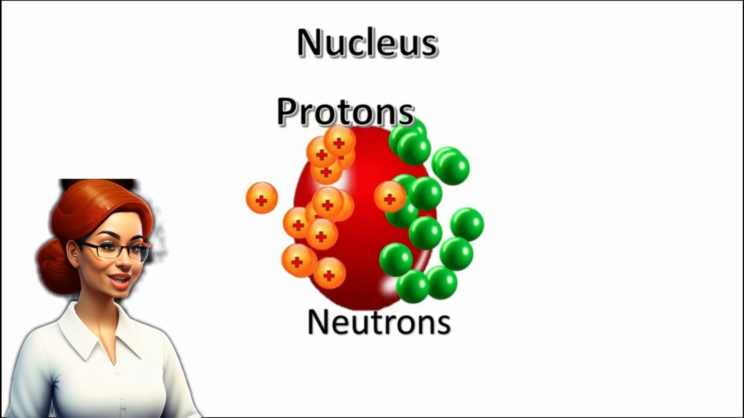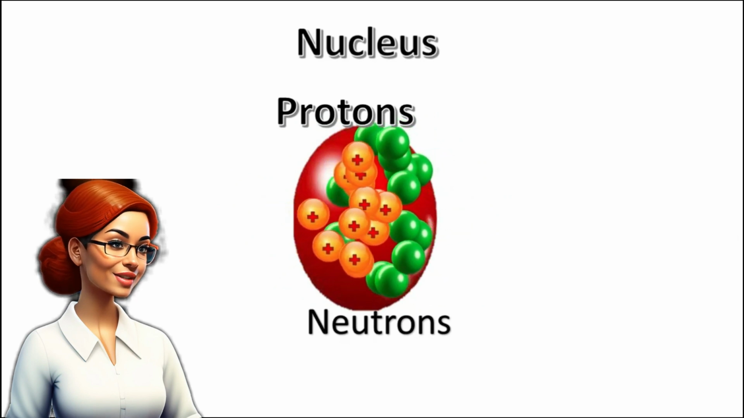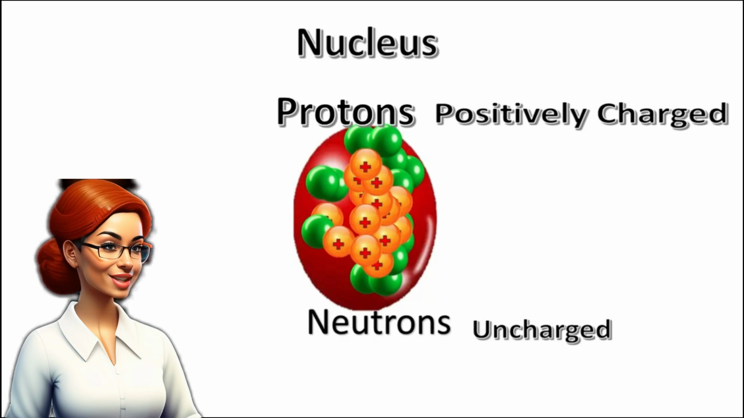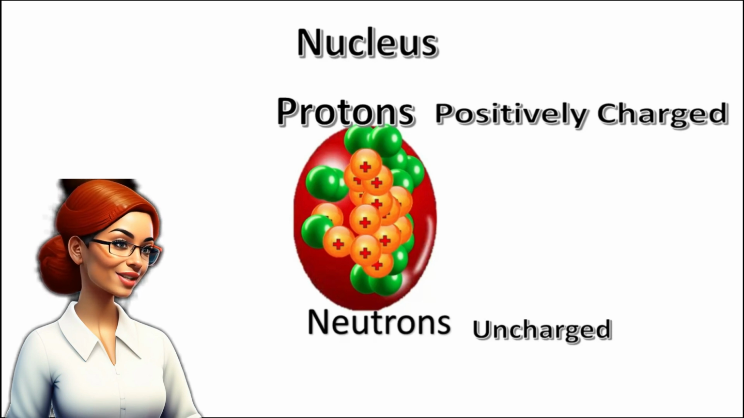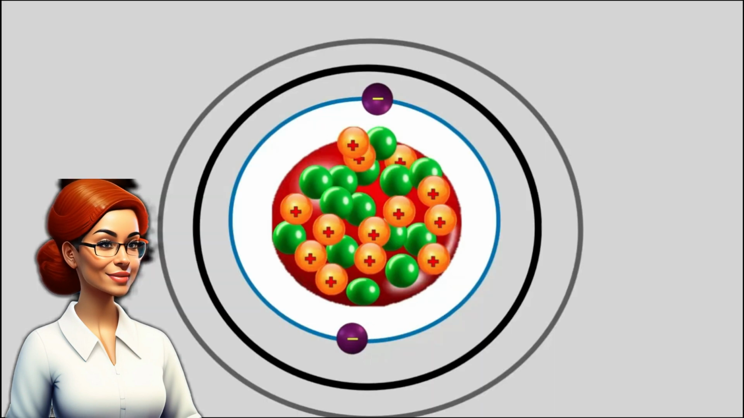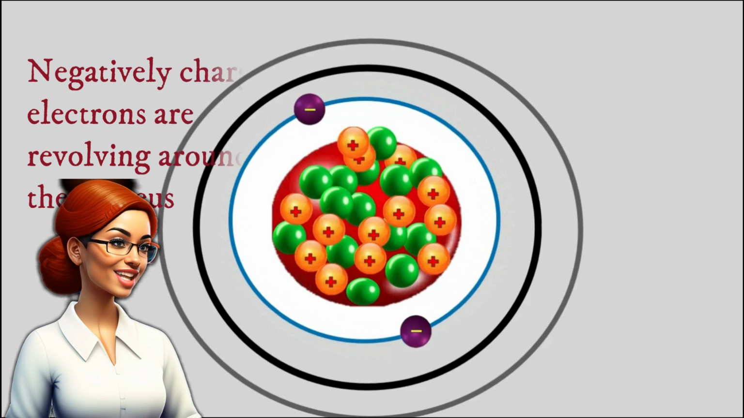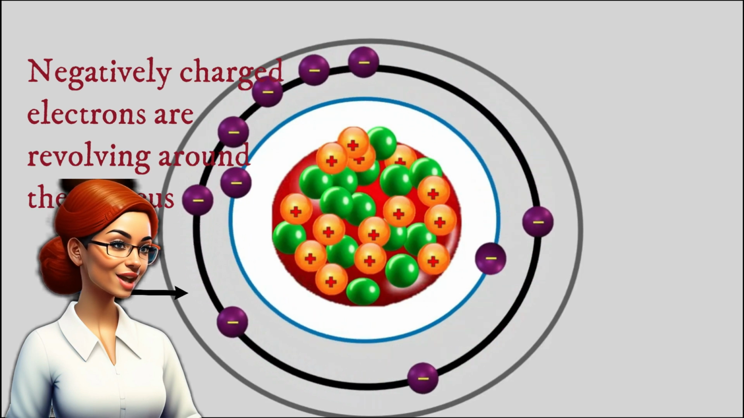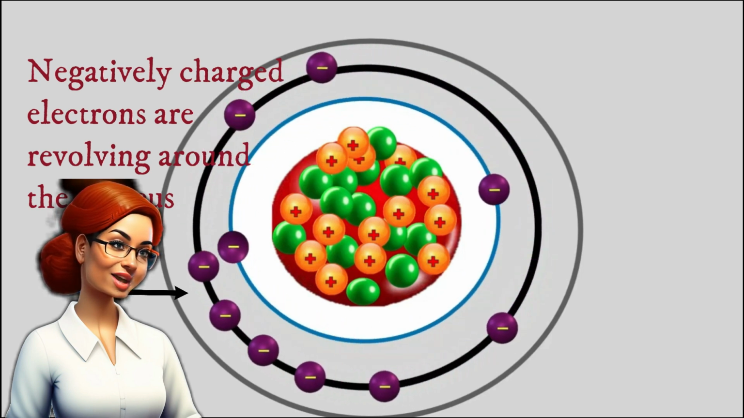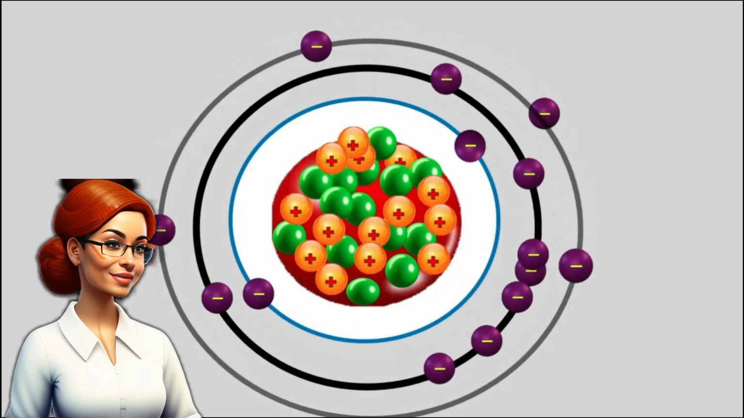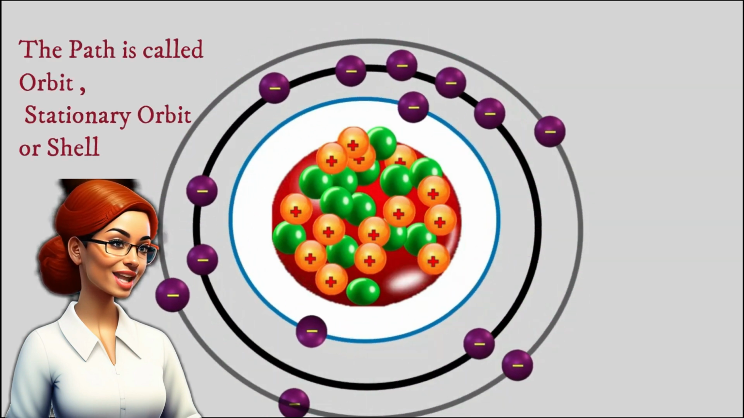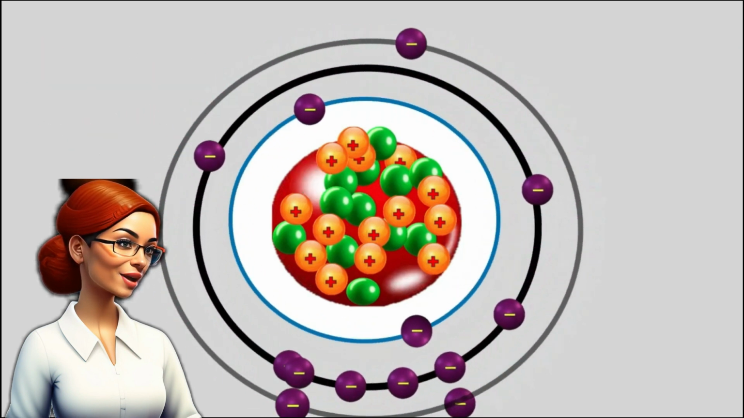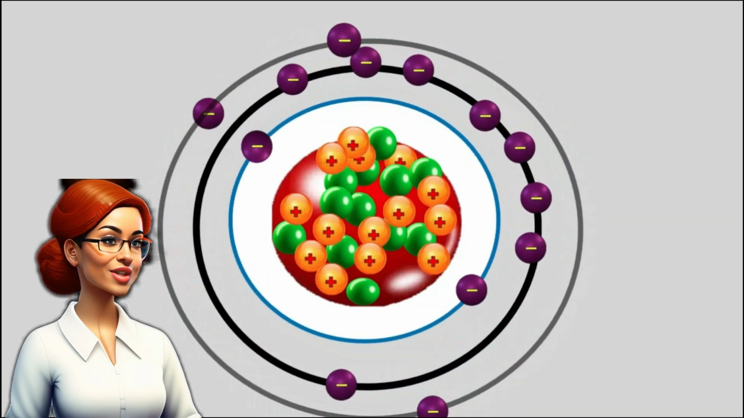What is Bohr's model of an atom? According to the Bohr atomic model, an atom consists of a small positively charged nucleus surrounded by revolving negatively charged electrons. The nucleus contains positively charged protons and uncharged neutrons. These electrons are revolving in fixed orbits. Electrons revolve around the nucleus in a fixed circular path termed orbits or shells or energy levels. The orbits are termed stationary orbits. The number of electrons is equal to the number of protons, hence the atom is electrically neutral.